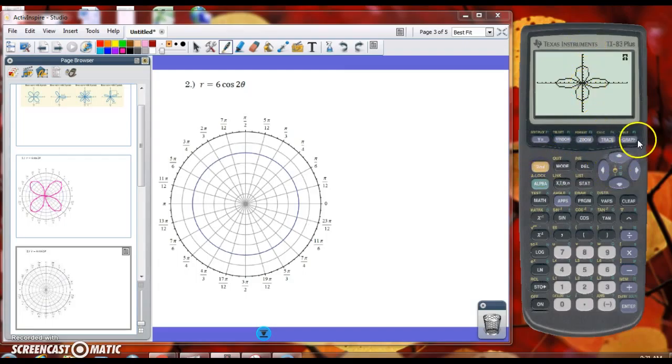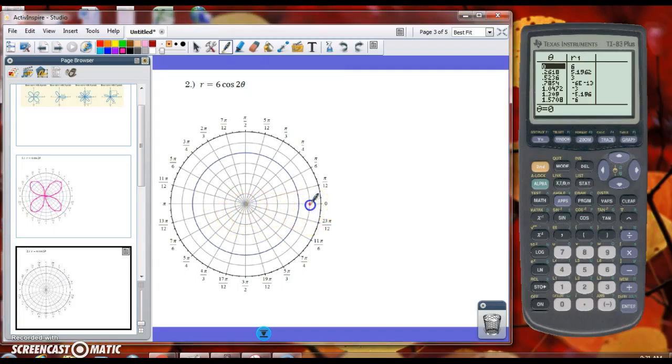But if I go back to the table, so if I hit second graph, that'll take me back to the table. Again, I already have it set up to go in increments of pi over 12. So if I just go back to 0 here, at 0 I'm at 6. At pi over 12 I'm at 5.2. And then I'm at 3. And then you'll see this weird value, negative 6e to the negative 13.